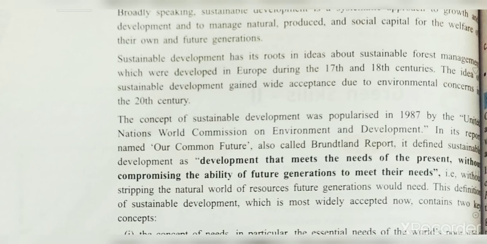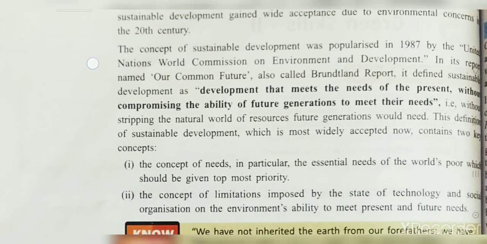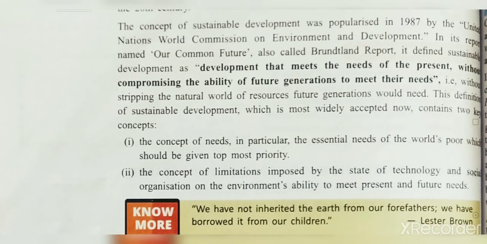Next he has given: without stripping the natural world of the resources future generations would need. The definition of sustainable development, which is most widely accepted now, contains two key concepts. One is the concept of needs, in particular, the essential needs of the world's poor, which should be given topmost priority. And the second one is the concept of limitations imposed by the state of technology and social organization on the environment's ability to meet present and future needs.